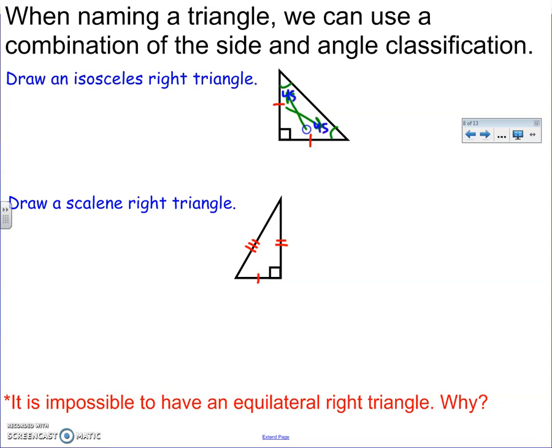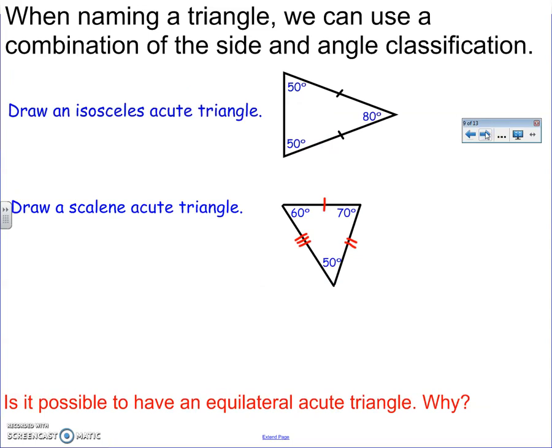All right, draw a scalene right triangle. Well, there you go. 90 degrees. Then we have all three different sides. So three different sides implies three different angles. Now we have no clue what the sides are, but we know that all three angles will be different. Now it is impossible to have an equilateral right triangle. Why? Equilateral means equal sides, and equal sides implies equal angles. You can't have a triangle with three right angles. That would be 270 degrees. That's too much.